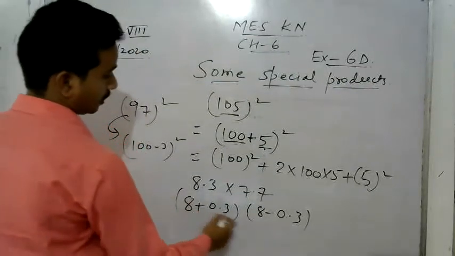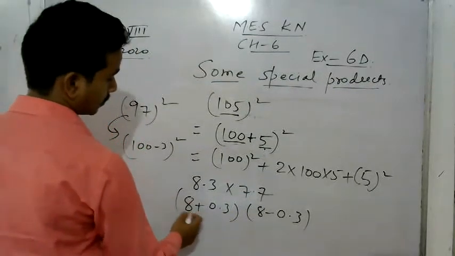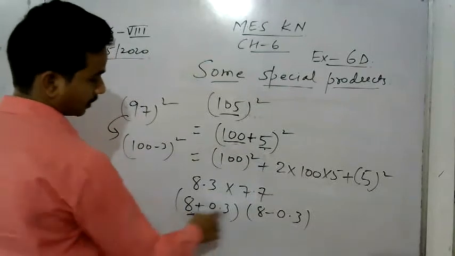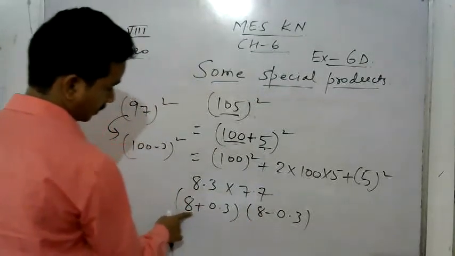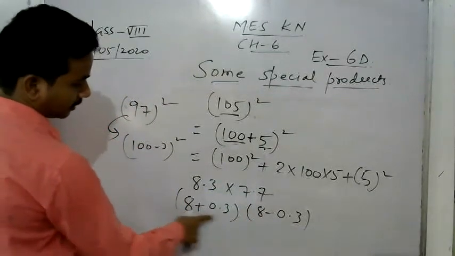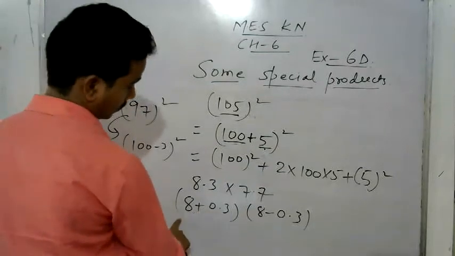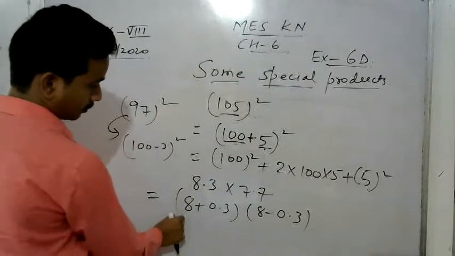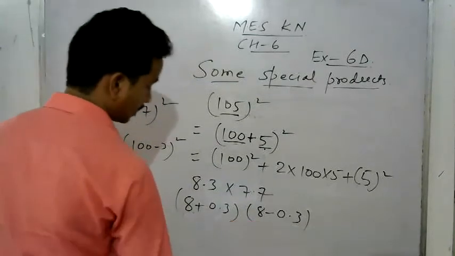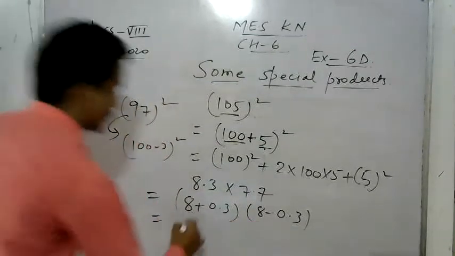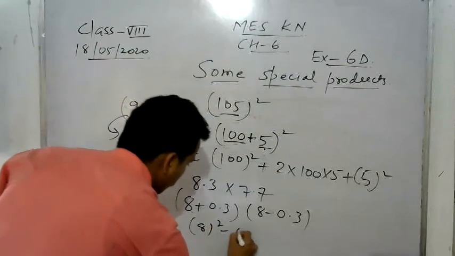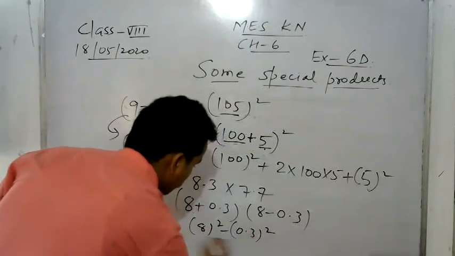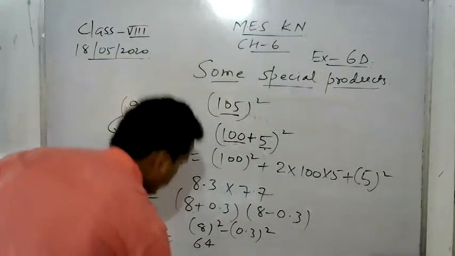Now you can use the formula a square minus b square, because it is in the form (a plus b) into (a minus b). Here in place of a we have 8 and in place of b we have 0.3. So we have converted it into this form, and now we apply the formula a square minus b square. So this is 8 square minus 0.3 square. 8 square is 64.